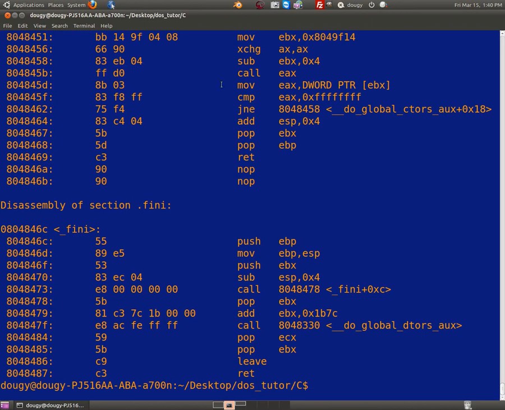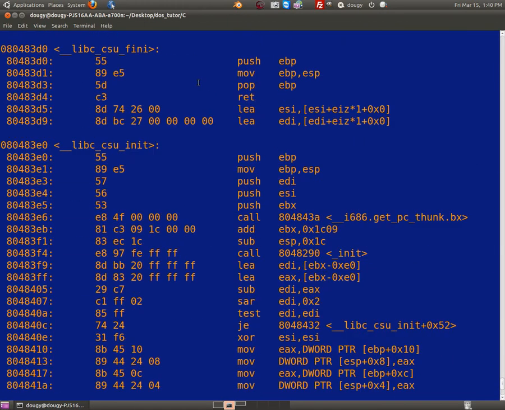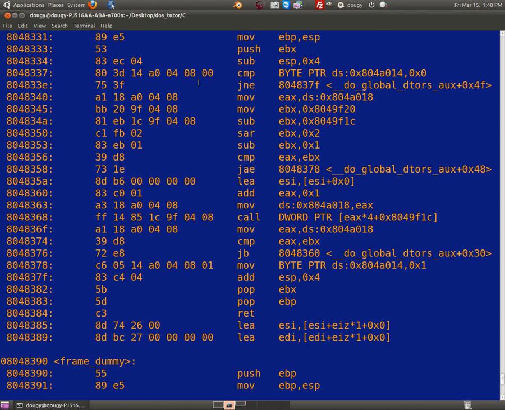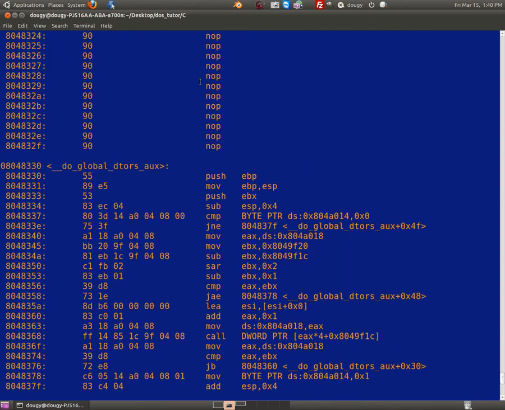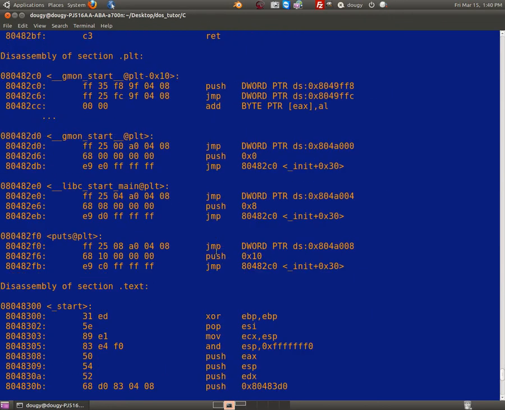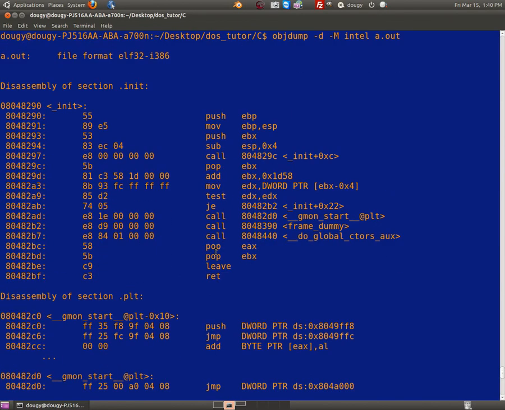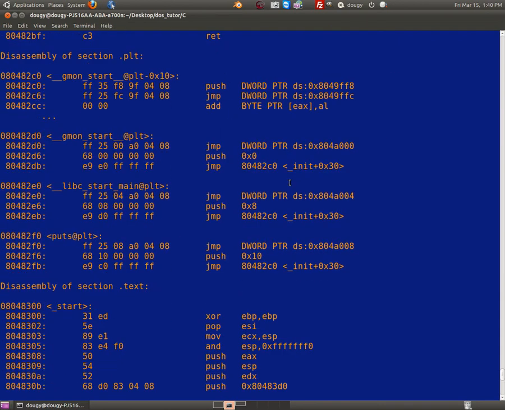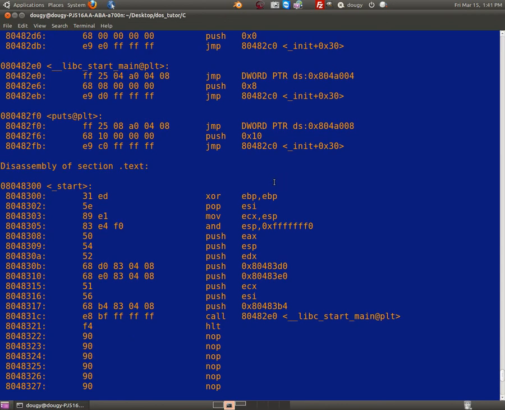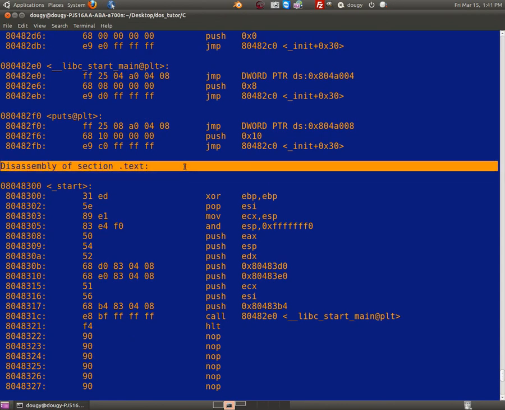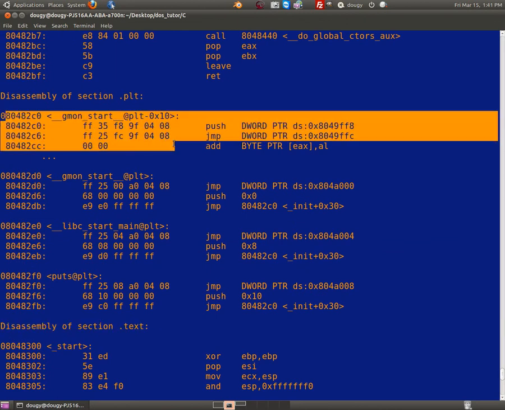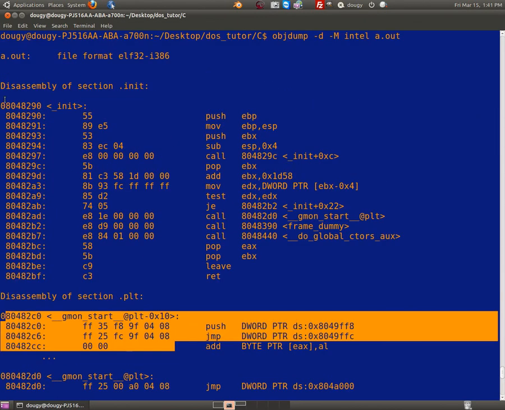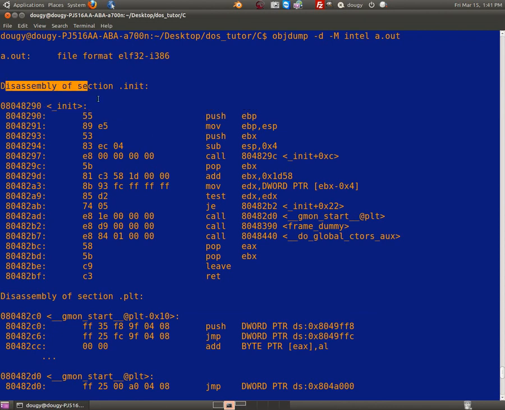Object dump will take this executable format, and this pretty much shows you the machine code of what got compiled. So this is actually what your computer is reading. These areas here are certain sections. They're just separated into certain sections for you to understand. But I disassembled this.